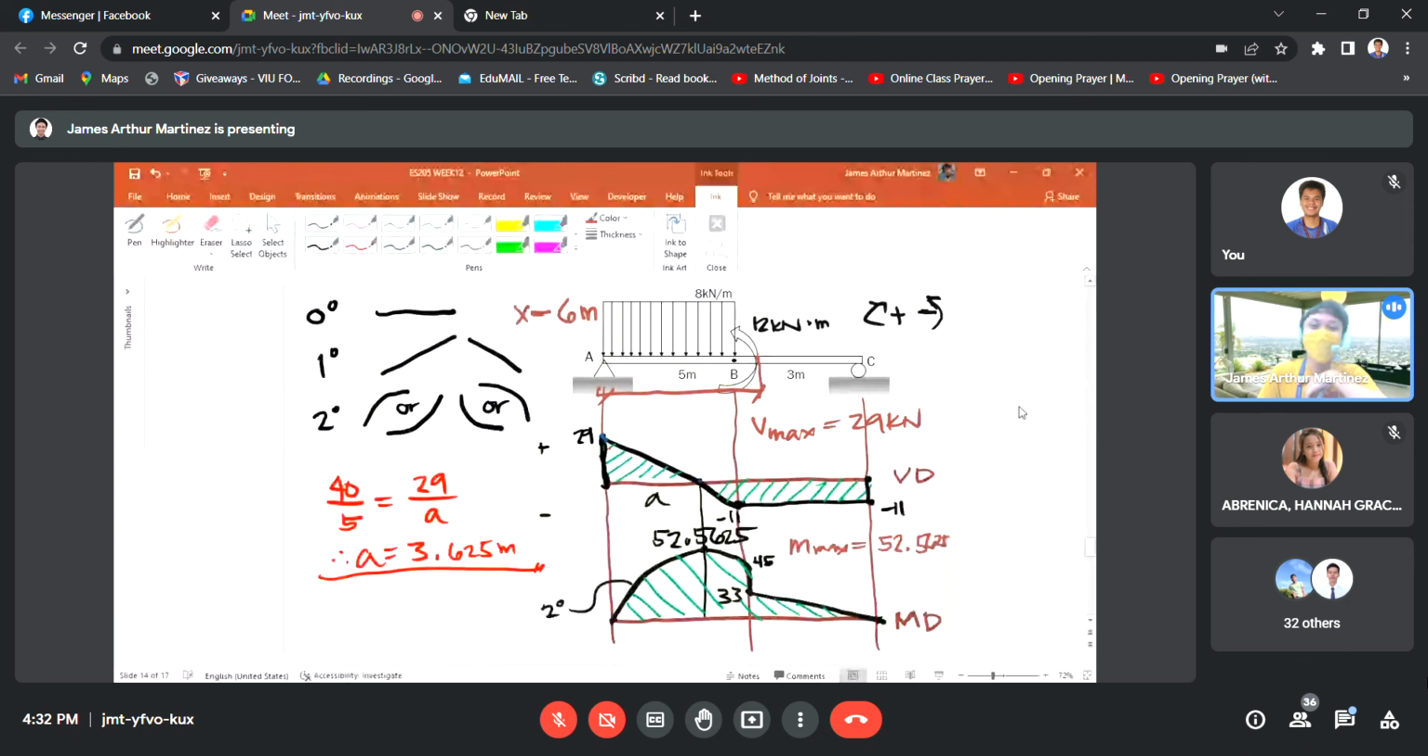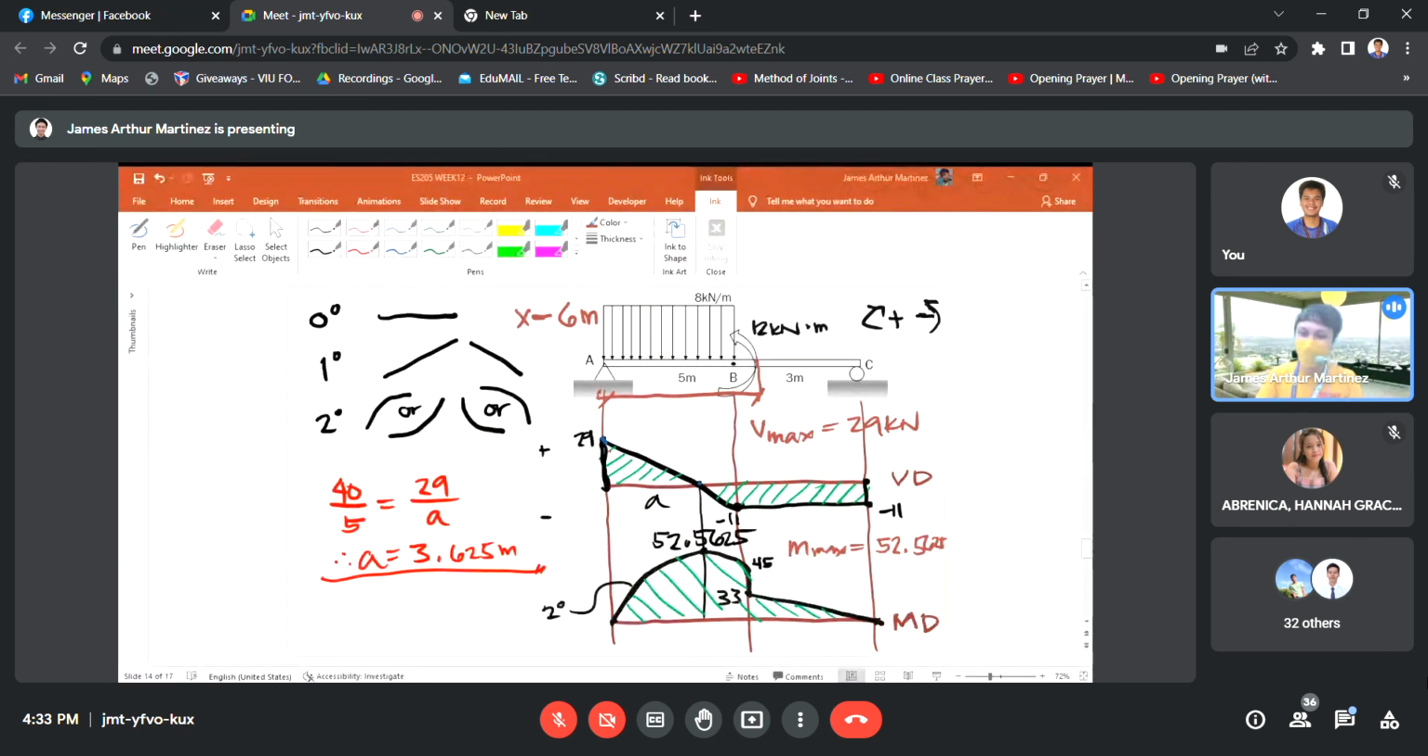Do you have an idea what equation we would use if you are asked to determine the shear and moment values at 6 meters distance from point A? Wait lang. Or anyone who has an idea which equation to use?